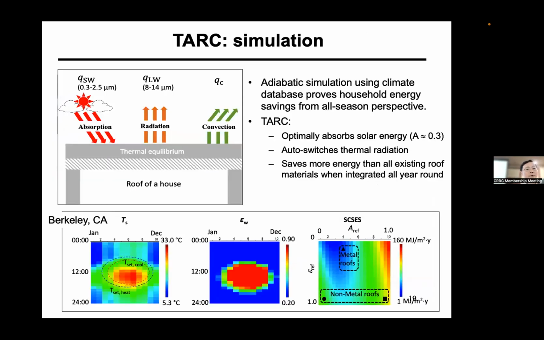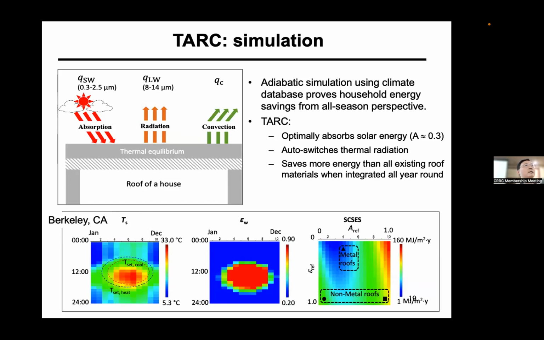So let's come to the simulation. And here, Ronan has helped us a lot because I'm not in this field. I'm a material scientist. We learned a lot from Ronan, in which we did the simulation very thoroughly. We include short wavelength light absorption, long wavelength radiation, and also wind convection. And then we simulate how our TARC roof would perform in comparison to other non-switching roofs.